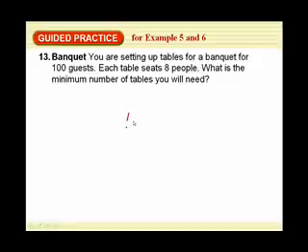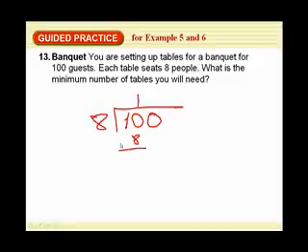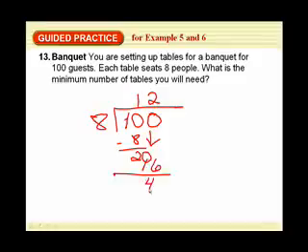So we take 100 and we divide it by 8. Well, so let's see how many tables that'll work. 8 goes into 10 once. We subtract, we get 2, which we bring down that 0. 8 goes into 20 2 times, which is 16. And we have a remainder of 4. So I have remainder 4. So you'll notice that 12, remainder 4.